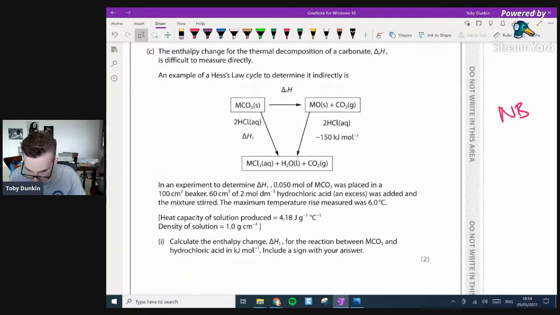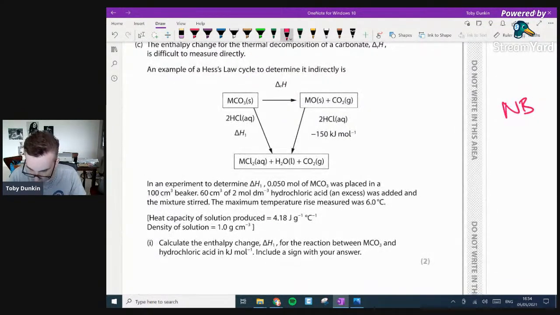In an experiment to determine H1, 0.05, by the way, that alarm that you're hearing, we live right next door to a golf course. There's a thunderstorm. This is to get everyone off the golf course, just so you know. I'm not in an air raid. That's not an air raid siren.